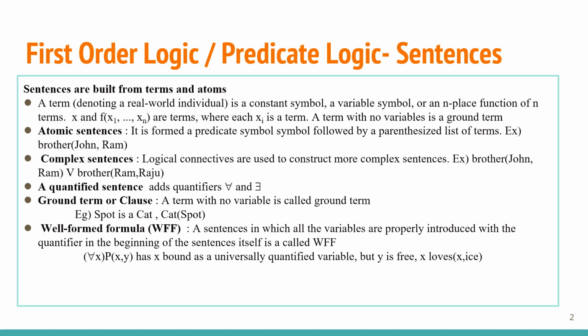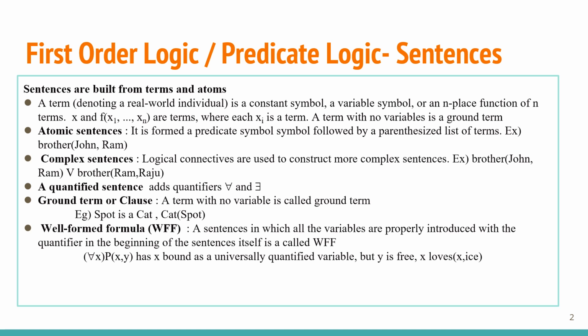Here we have two types of sentences. One is atomic sentence, another one is complex sentence. An atomic sentence is a simple sentence which cannot be further divided into subparts, whereas complex sentences can be divided into some atomic sentences which are connected by logical connectives like and, or, not, if then, and if and only if format.